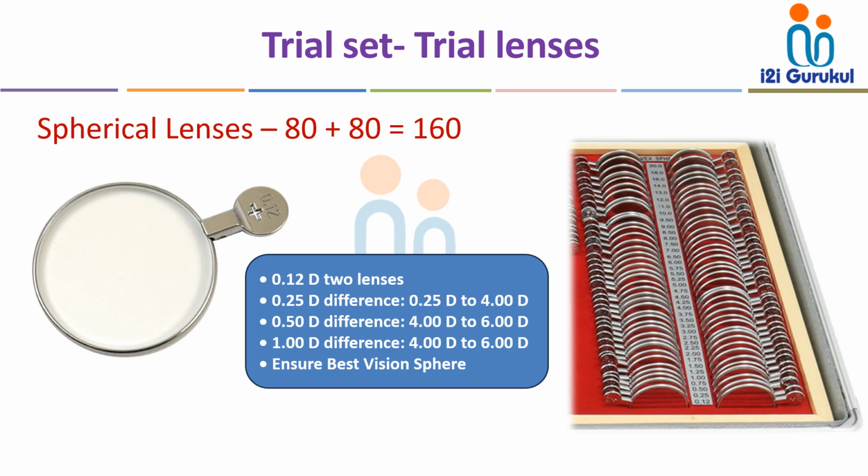Every trial set is different, but usually the plus spherical trial lenses are on the right side of the trial set. Minus spherical trial lenses are on the left side of the trial lens set. The power of the spherical trial lenses is kept between plus 0.25 to plus 4 diopter, increasing in power in steps of 0.25 diopter. Each trial lens set has two trial lenses for every spherical and cylindrical lens power, because sometimes the same lens power is required for both the eyes, right and left eye.